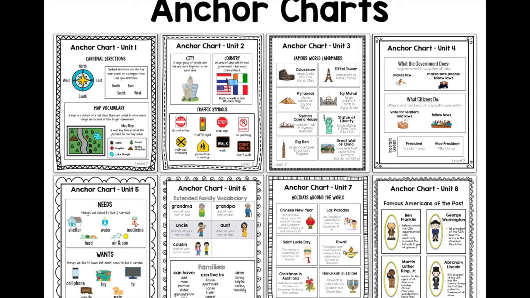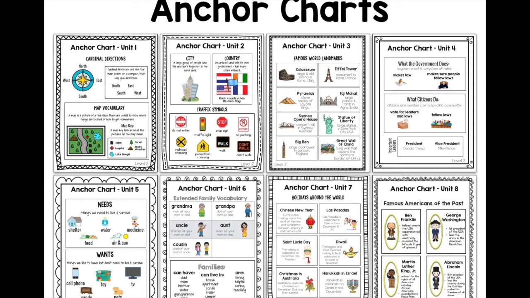So Unit 1 looks at cardinal directions and some basic map vocabulary. Unit 2 looks at the difference between a city and a country, as well as 8 common traffic symbols. Unit 3 has 8 famous world landmarks, a description of what each is and where it's located.